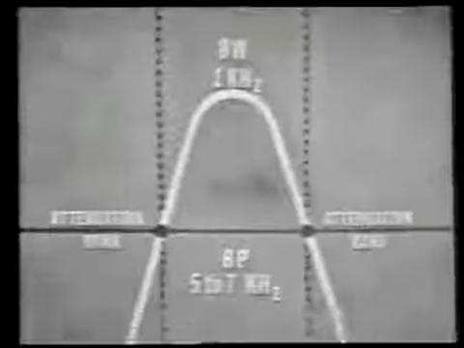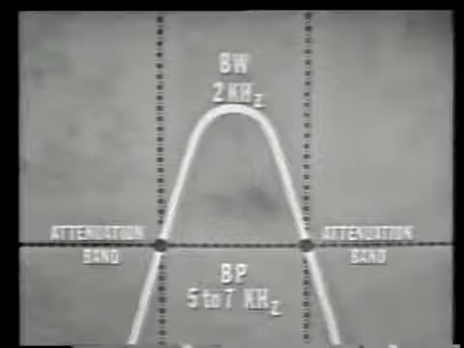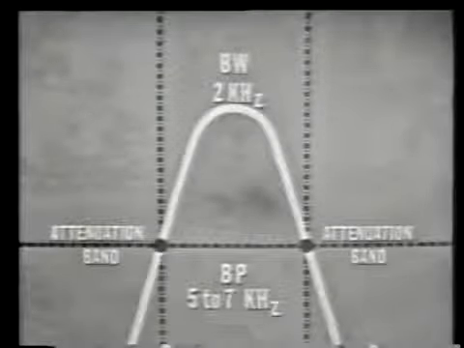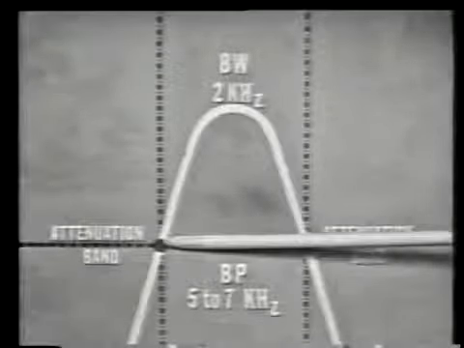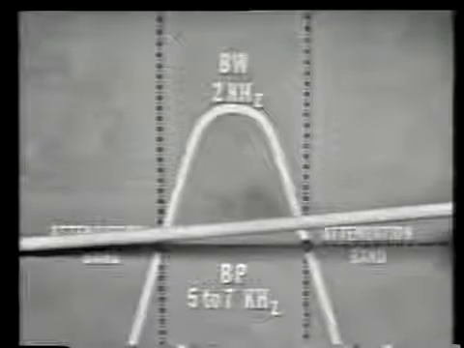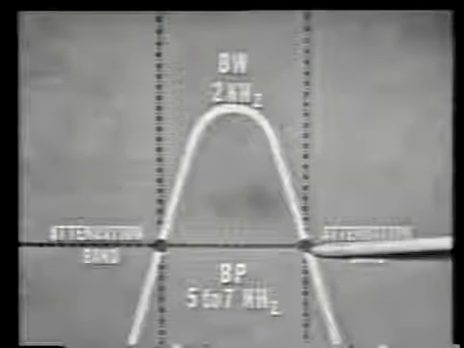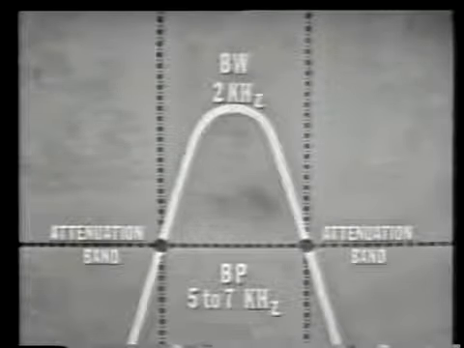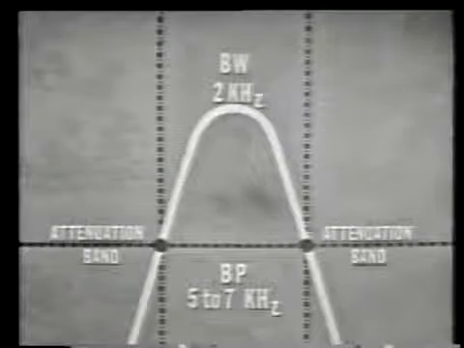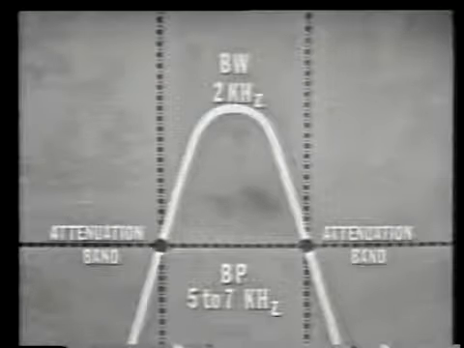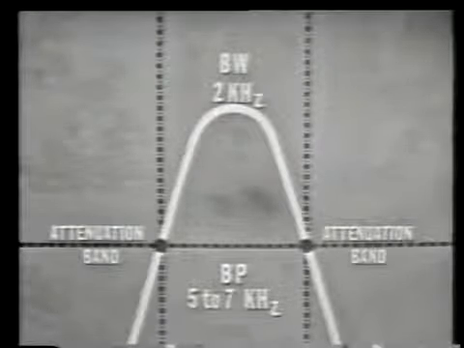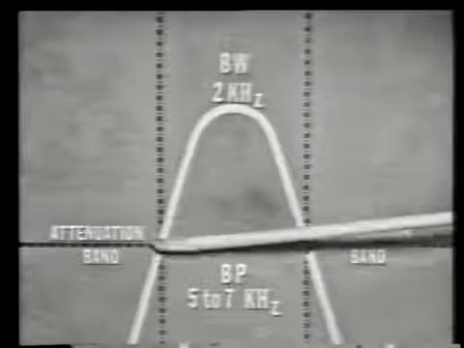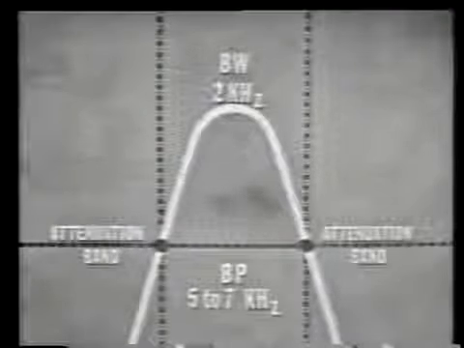The cutoff frequencies are those frequencies below or above which there is no usable output from the filter. Here, below the cutoff frequency of 5 kilohertz, there's no usable output, and above the cutoff frequency of 7 kilohertz, there's no usable output. The attenuation band is used to describe all those frequencies that do not pass through the filter, all those frequencies above and below the high and the low frequency cutoff points.